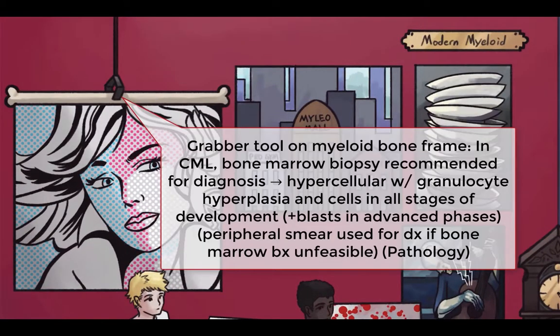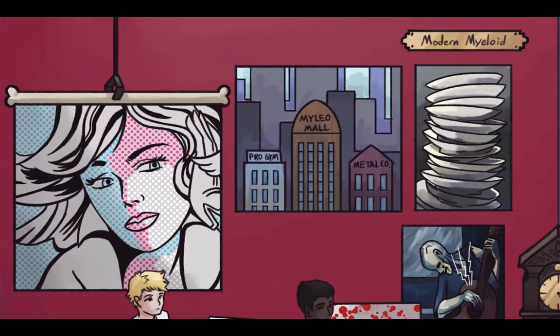Bone marrow biopsy for morphological and cytogenetic evaluation is a recommended diagnostic study. However, if a bone marrow biopsy is not feasible, a peripheral blood specimen is acceptable to confirm the diagnosis of CML. Bone marrow findings reflect those of the peripheral blood, with a hypercellular bone marrow demonstrating granulocyte hyperplasia with cells in all stages of development. Again, we look for blasts.